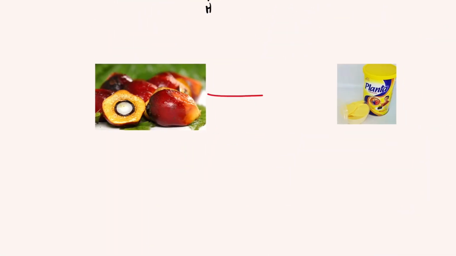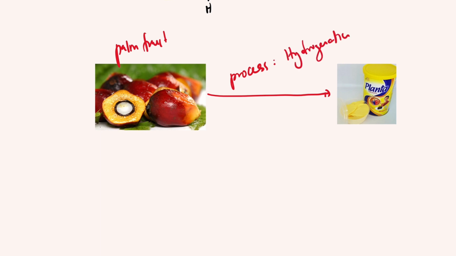All right, our next question, please check this one. Palm oil is converted into margarine. So what is the name of the process? The name of the process, please remember, is the hydrogenation process. In this process, we need a catalyst. What is the name of the catalyst needed? Answer: nickel. Okay, temperature will be 180 degrees Celsius and pressure will be 4 atm.